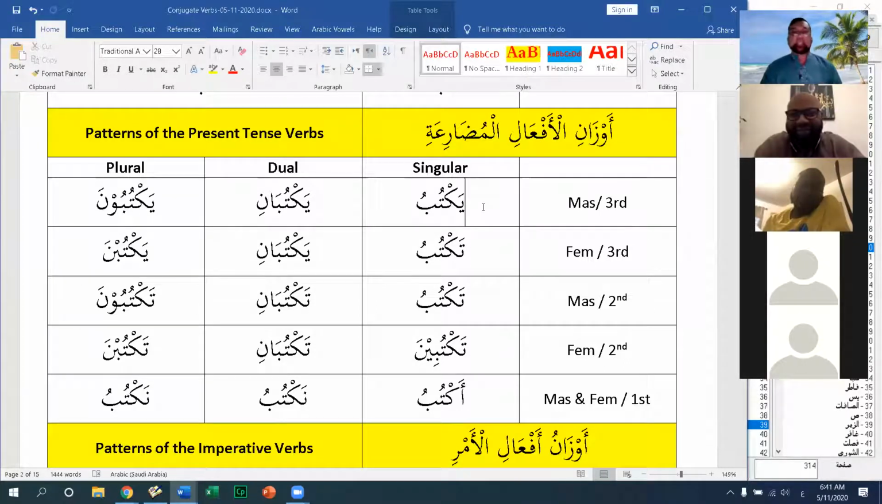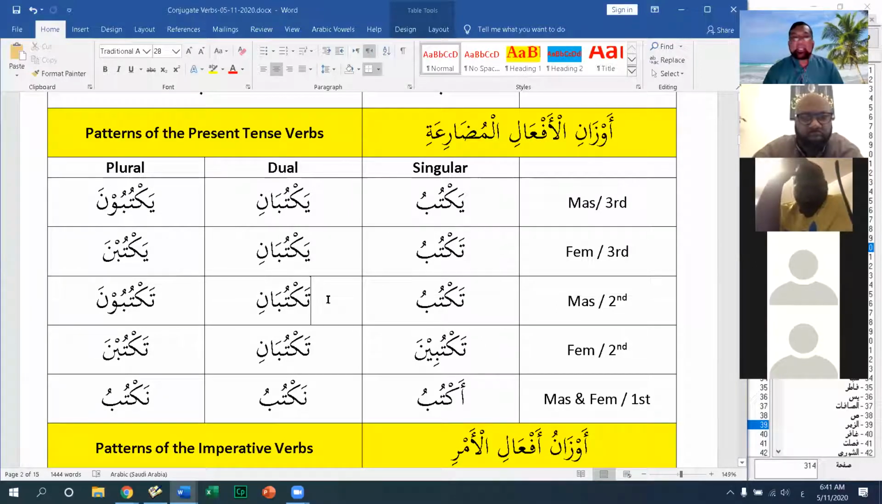So just pay attention, and you have to memorize the pronouns. Huwa yaktubu. So I'll go down singular like you did, and then do plural. Huwa yaktubu. Hiya taktubu. Anta taktubu. Anti taktubina. Ana aktubu. Huma yaktubani.